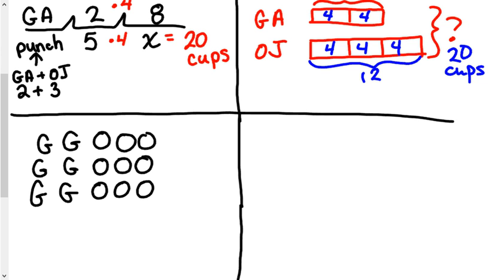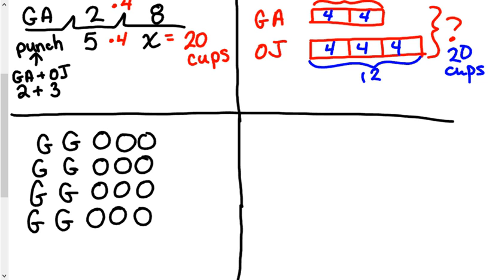Now I've got 6 parts ginger ale and 9 parts orange juice, but that's not enough yet because I need 8 parts. I need 8 cups of ginger ale. Now I've got 8 cups of ginger ale. And when I look at the total amount of punch, 8 cups of ginger ale, and I have 12 cups of orange juice, my total is 20 cups. So I would have 20 cups of punch.